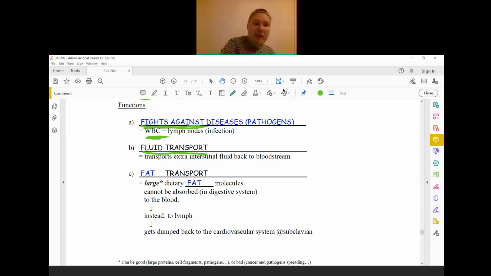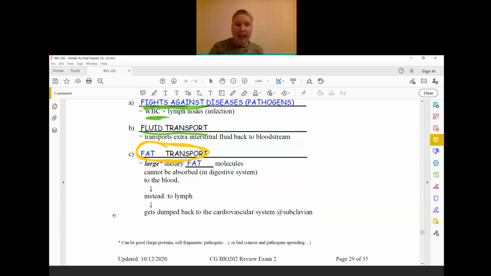If you eat fatty food, the capillaries of the cardiovascular system are not able to pick up those fat molecules in your digestive system, but it's actually the lymphatic system that picks up the dietary fats, the large molecules. So the lymphatic system helps us to transport them, and it transports the fat molecules and then dumps them into the cardiovascular system right before the heart.